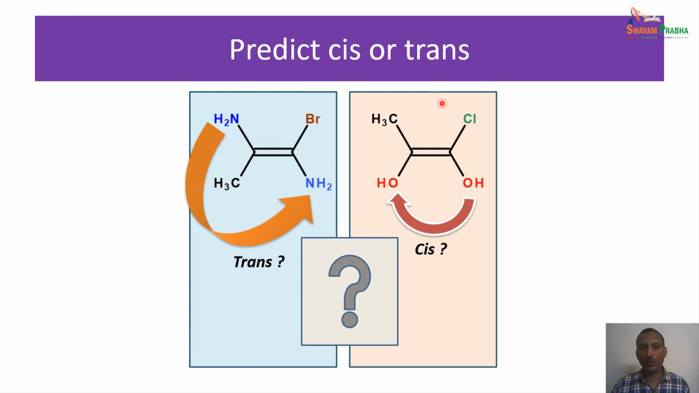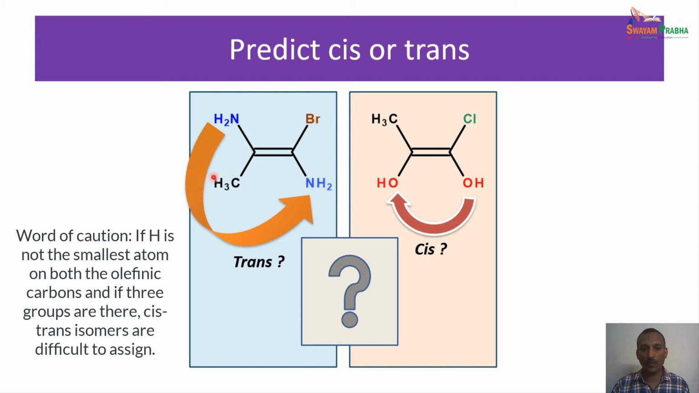Now let us move on to another type of compound. In this compound we have an NH2 group, and on this carbon also we have an NH2 group. We have a bromine and a methyl group. If we have to assign cis and trans isomers for this compound, and we have two hydroxyls on the same side for this compound, how do we assign whether this is a trans isomer, since both the NH2 groups are on the opposite side, and in this particular case both the hydroxyl groups are on the same side?